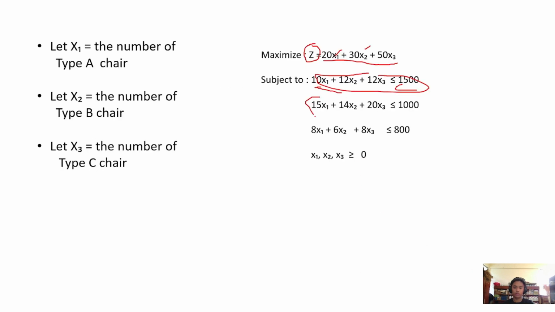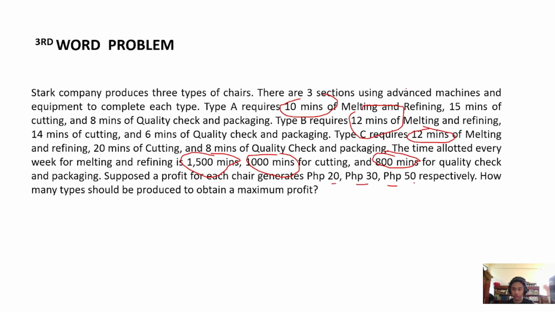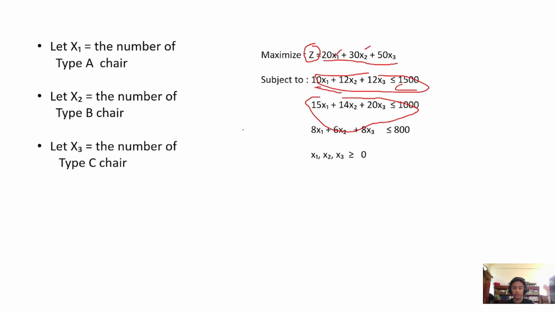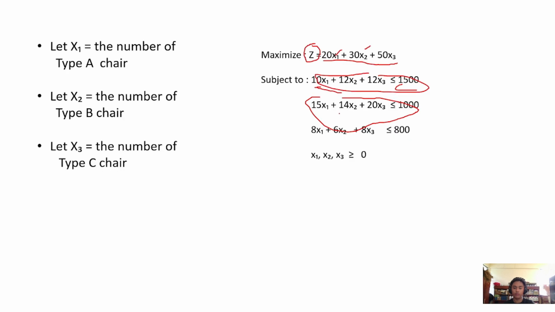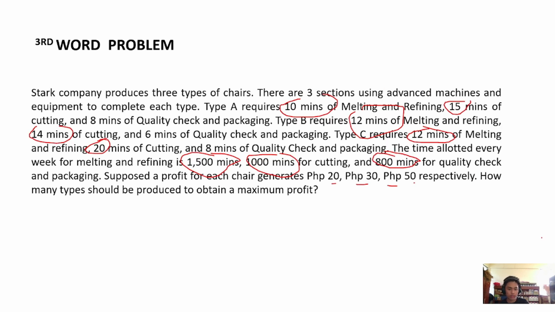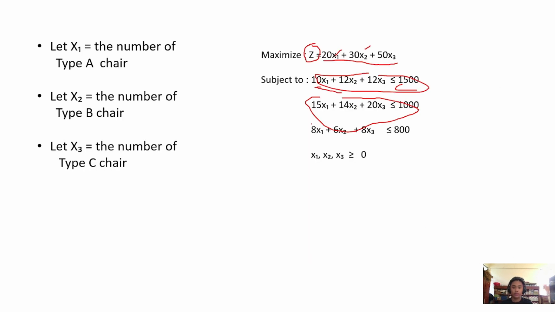Same lang po dito. Sa 15, 14, and 20, and 1,000. Dito ko yung ginawa sa 15, 14, and 20. Then 10, 12, 12. Dito po. Same lang sa quality checking. Ito rin po. Same lang sa quality checking.